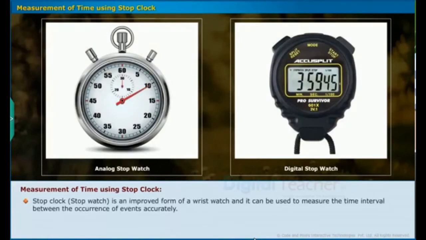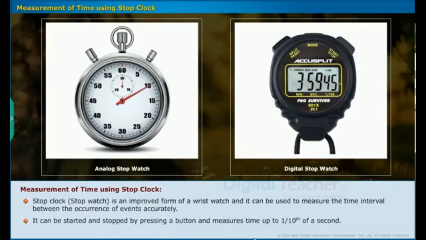Stop clock or stopwatch is an improved form of a wristwatch, and it can be used to measure the time interval between the occurrence of events accurately. It can be started and stopped by pressing a button and measures time up to 1/10 of a second.